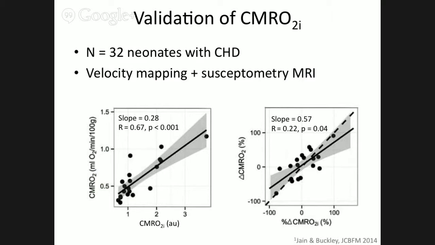This was a validation we did of the CMRO2 index. This was in 32 neonates with congenital heart disease, again using phase-encoded velocity mapping in the sagittal sinus, along with susceptometry MRI to get venous saturations. And again, we see a significant correlation between the two modalities, not the tightest slope, but we're measuring different regions, so we're pretty happy with these results.